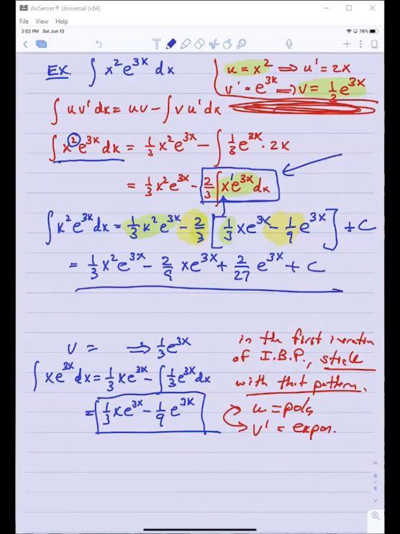And there's my antiderivative. And this would be a good typical example to show you when I would want to do a repeated integration by parts. And the main thing I want to stress again is don't change the pattern. When you do that second integration by parts, stick with the substitution pattern you chose up here for your u and your v prime.